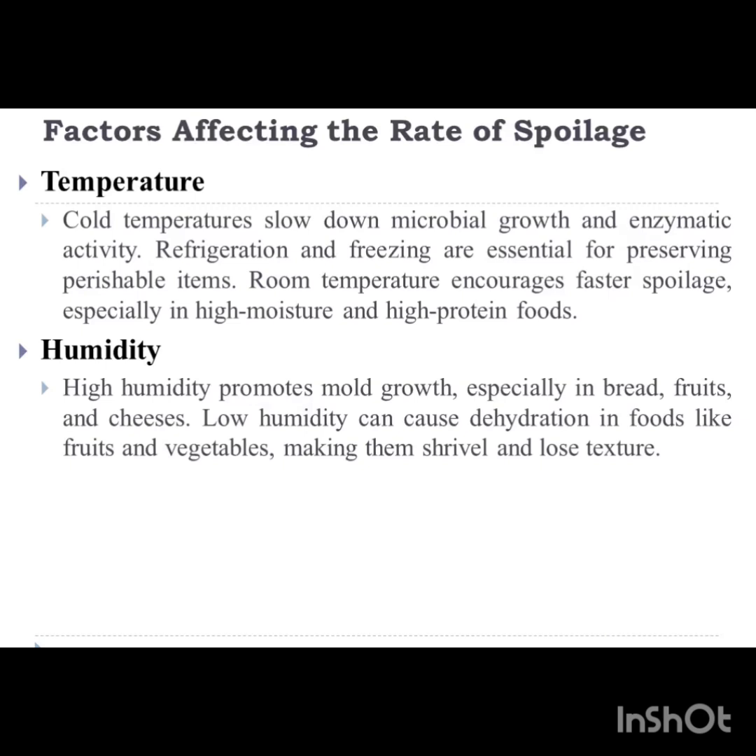Now we are talking about the factors affecting the rate of spoilage. First factor is temperature. Cold temperatures basically slow down the microbial growth as well as enzymatic activity. So it is always advised to preserve the food items for long-term preservation either in refrigeration or by freezing. In both the cases where we lower the temperatures, it helps in reduction in microbial growth as well as enzymatic activity.